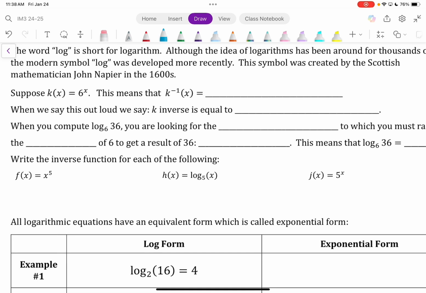Suppose k of x is equal to 6 to the x. This means that k inverse of x would be the following. It would be log base 6 of x. When we say this out loud, we say the following: k inverse is equal to log base 6 of x.